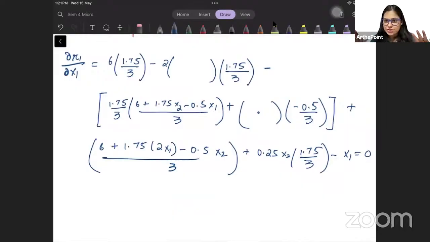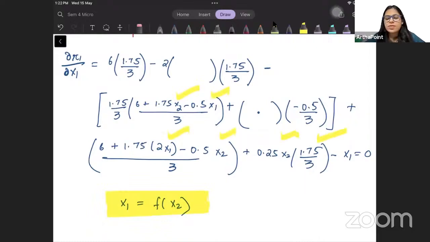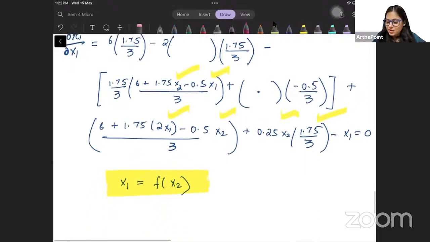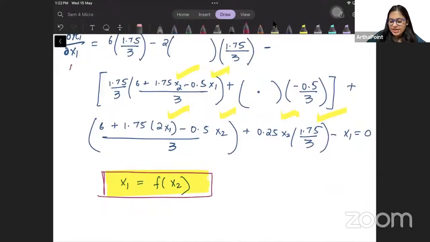This is the differentiation. When you will be solving this out, you will get x1 as a function of x2. I am not doing this, but I am just leaving it up to you. If you want, just solve it and show it to me. You will get x1 as a function of x2. देखो यहाँ पे x1 और x2 ही तो आ रहे हैं. So this is when you tried to maximize the profit of firm 1 with respect to x1.